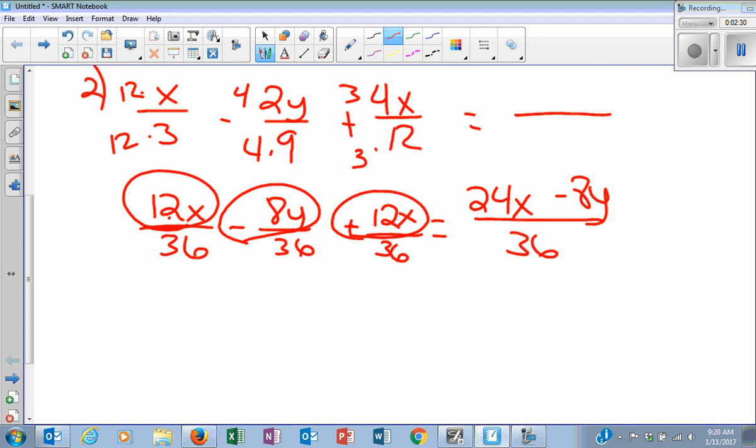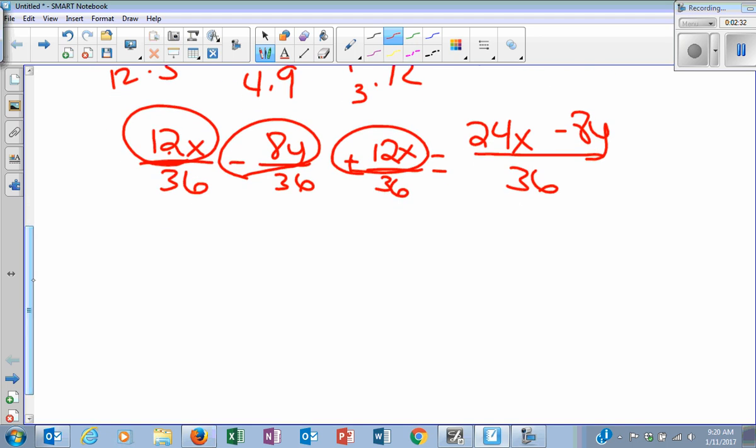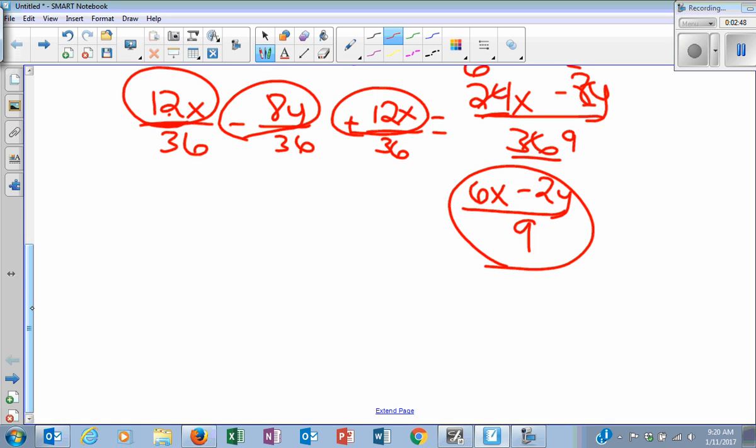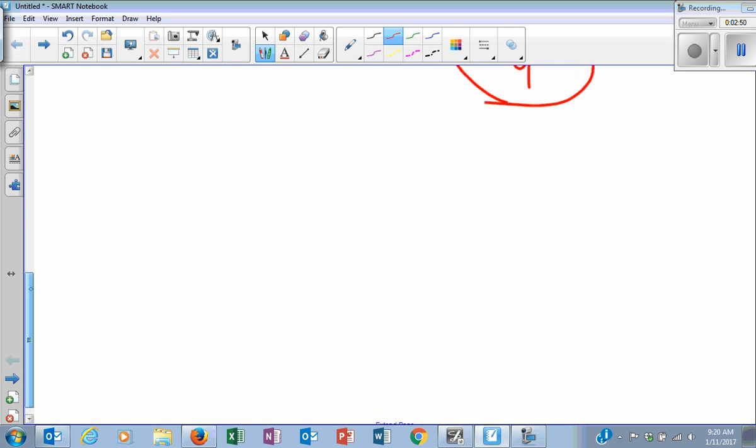If all three of them have something in common, then I can cancel out what they all have in common. 1, 2, 3, they all have a 4 in common. And so this becomes a 6, this becomes a 2, this becomes a 9. So my final answer is 6x minus 2y over 9. And you need to be able to do that for your test tomorrow. Must reduce those fractions.